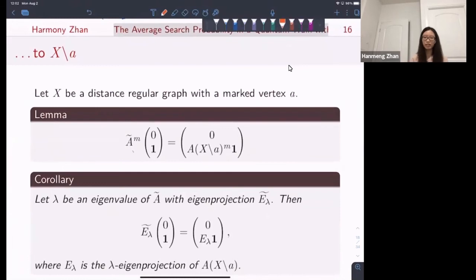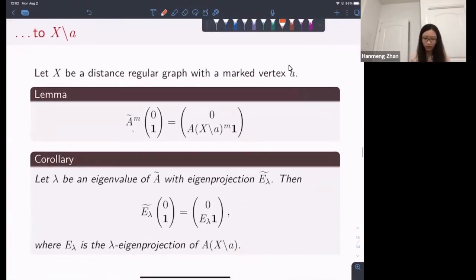Okay, so here's the magic that works for any distance regular graph. And thanks to Ada, now I realize that this works for any graph lying in the Bose-Mesner algebra of an association scheme. Okay. So the first lemma is very simple. What it says is when you take any integer power of A tilde and truncate the matrix into the weighted part and unweighted part, that's the same as the vector 0 and the row sum of the same power of A of X sharp A.